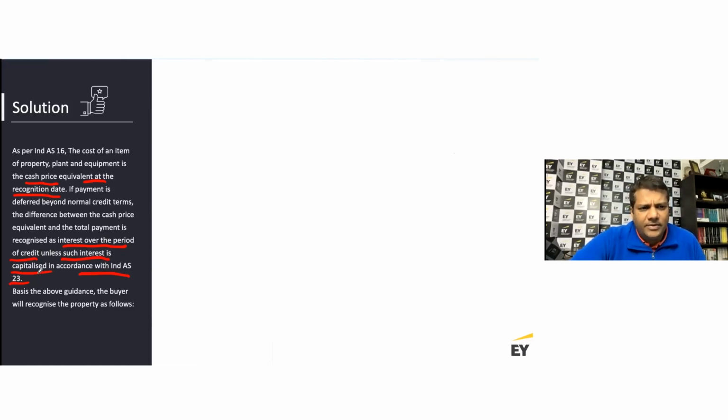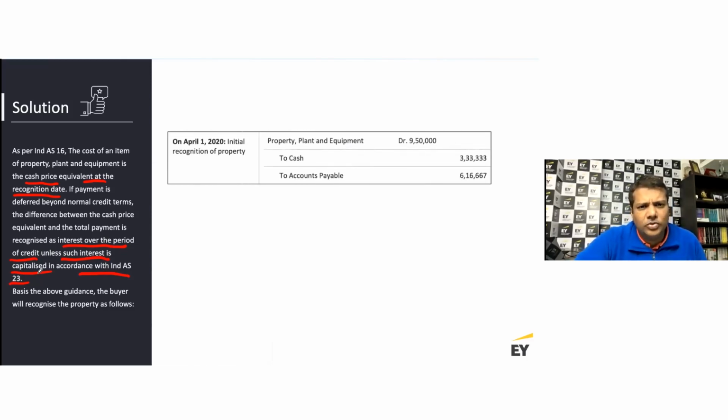So basis the above guidance, the buyer will recognize the property as follows. Property, plant and equipment of 9,50,000.